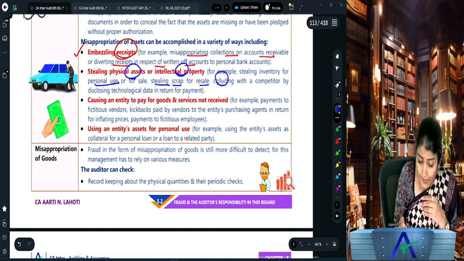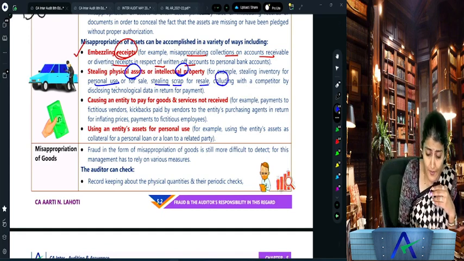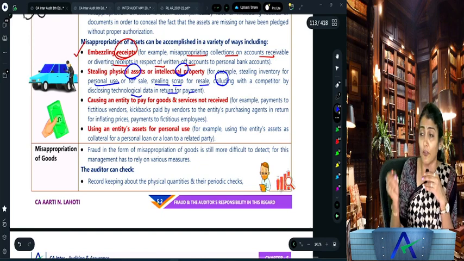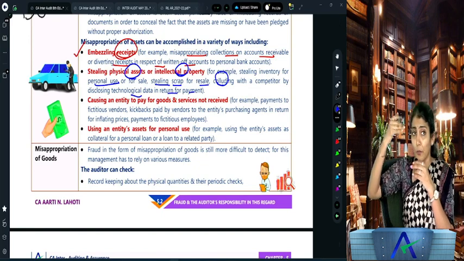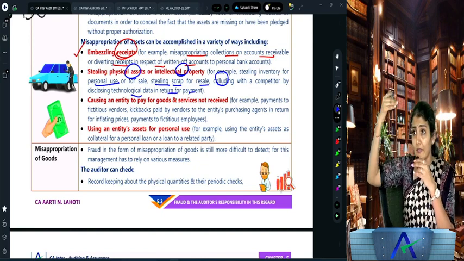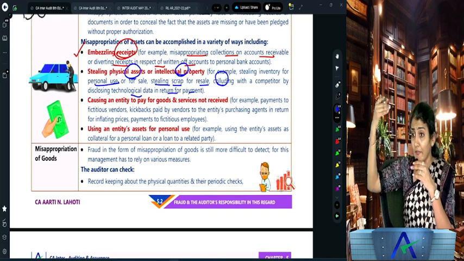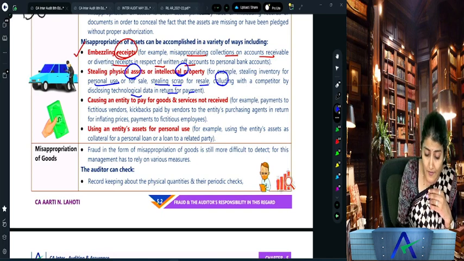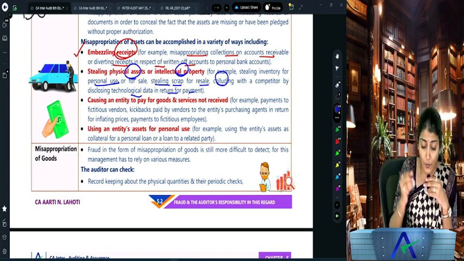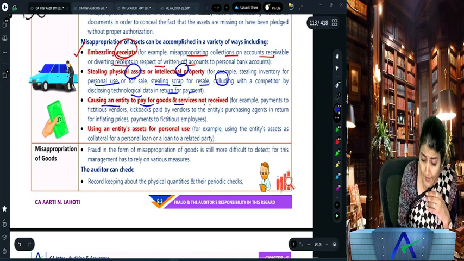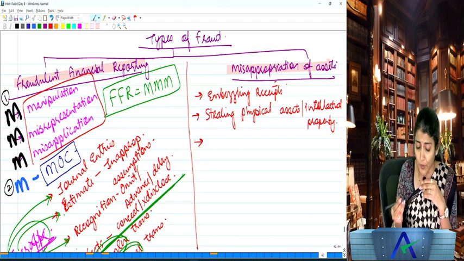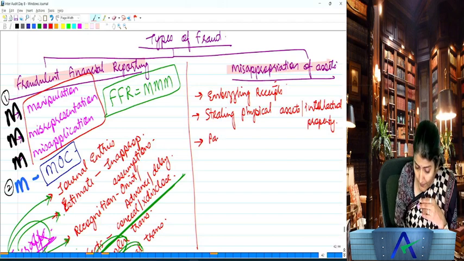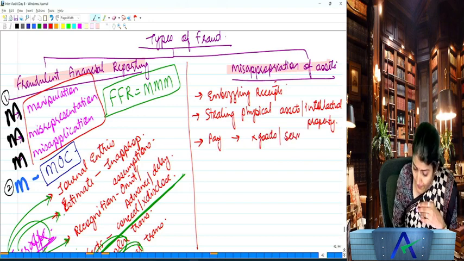Or what they are doing? Colluding with a competitor by disclosing the technological data in return for the payment, right? So one, what they are doing over there? They are embezzling the receipts. Or second, what they are doing? They are stealing the physical assets or the intellectual property. Third one, what are they doing? Causing an entity to pay for goods and services not received, right? So pay for the goods and services, but have they received the goods and services? Right, no goods and services have been received, right?